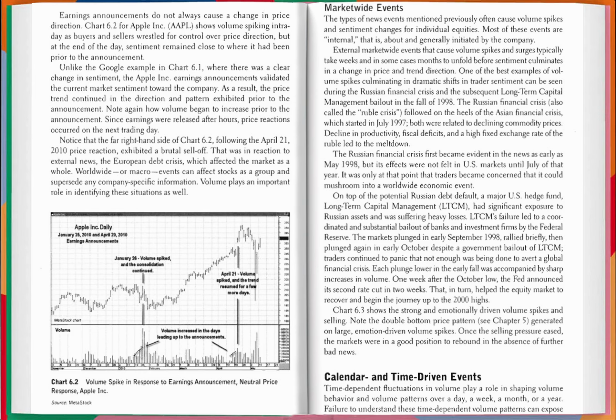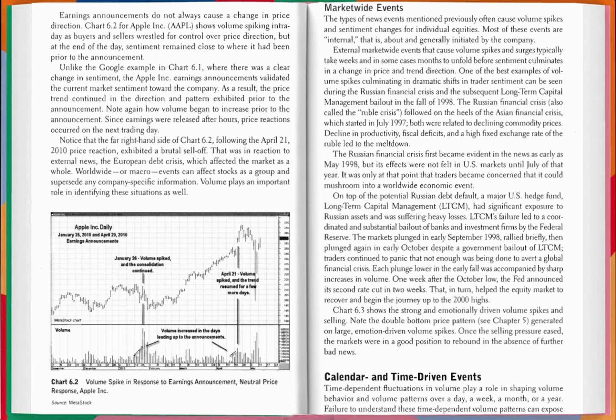Each plunge lower in the early fall was accompanied by sharp increases in volume. One week after the October low, the Fed announced its second rate cut in two weeks. That in turn helped the equity market to recover and begin the journey up to the 2000 highs. Chart 6.3 shows the strong and emotionally driven volume spikes and selling. Note the double bottom price pattern, see Chapter 5, generated on large, emotion-driven volume spikes. Once the selling pressure eased, the markets were in a good position to rebound in the absence of further bad news. Calendar and time-driven events.